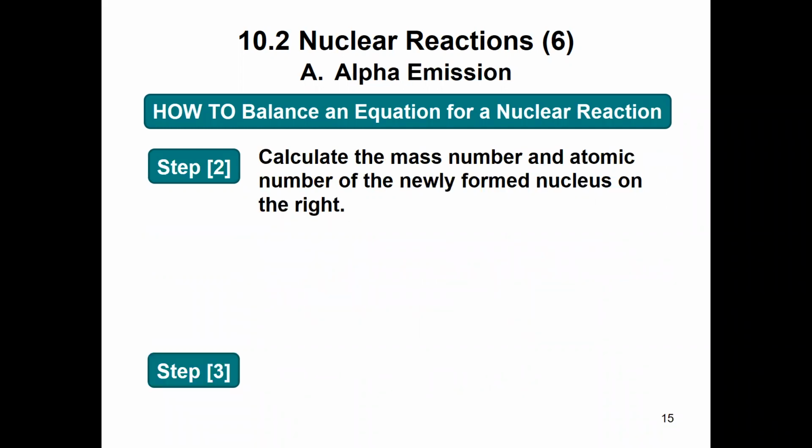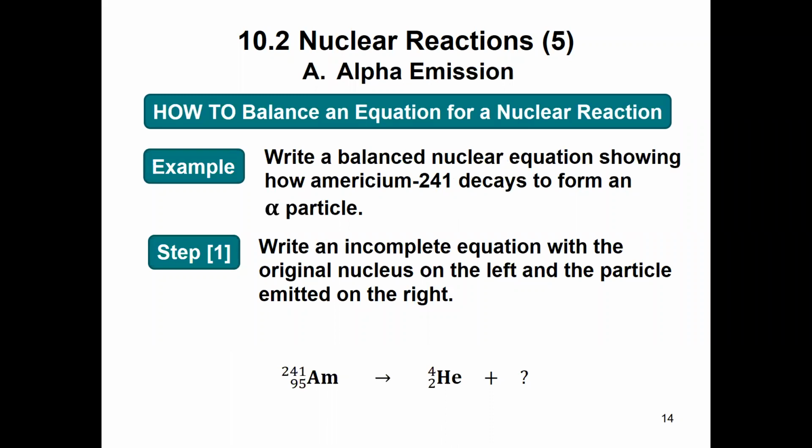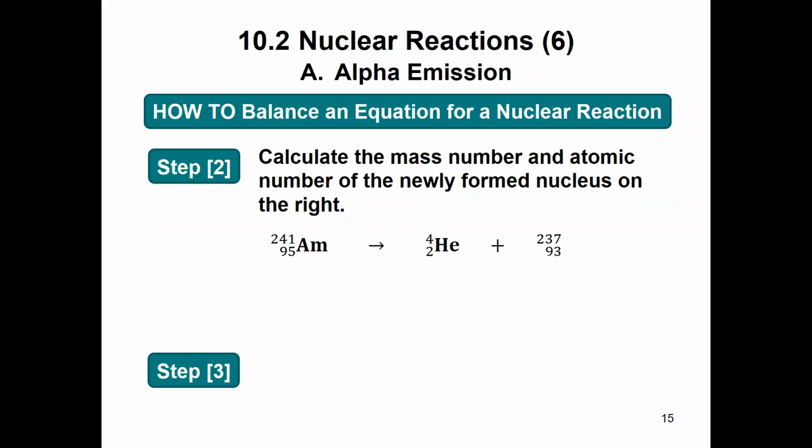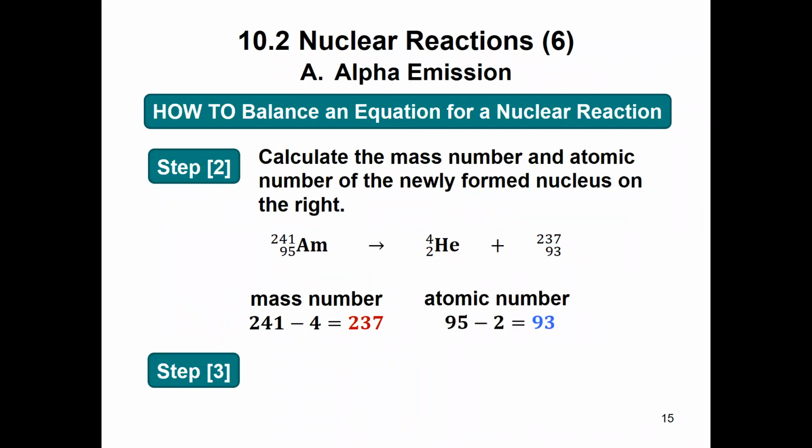The second step is to calculate the mass number and atomic number of the newly formed nucleus on the right. So for this, we will do 241 minus 4 to get the mass number. So 241 minus 4 is 237. That's the new mass number. And then for the atomic number, you do 95 minus 2, and it's 93. So the new element will have an atomic number of 93, right? So mass number 241 minus 4 is 237, and the new atomic number is 95 minus 2 is 93.